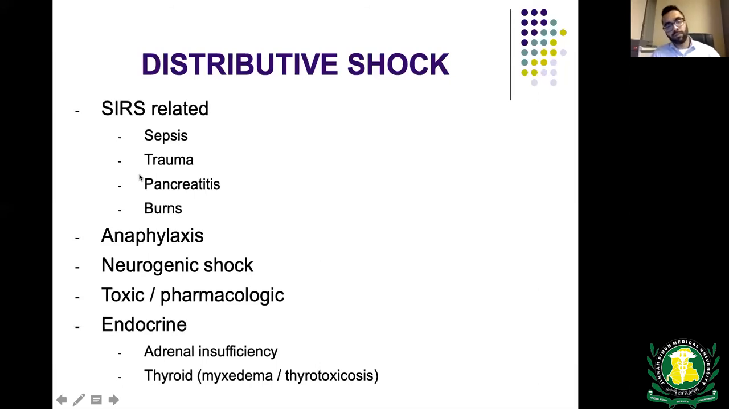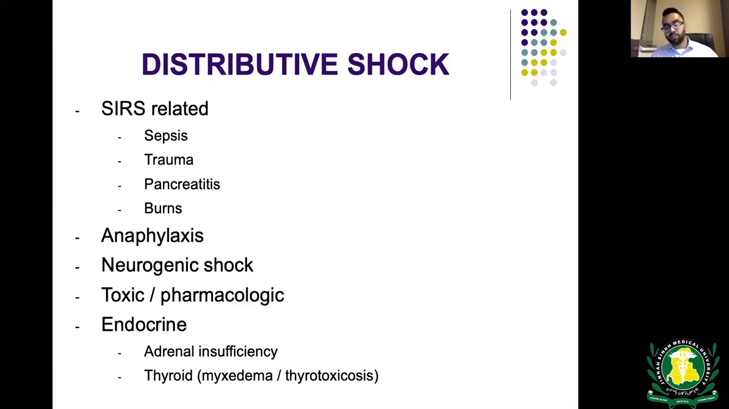Anaphylaxis, as you know, from either bee sting or severe allergies with massive histamine release from preformed IgE antibodies, causes severe vasodilatation throughout the body. Treatment for that is epinephrine. Neurogenic shock, same. The vascular system loses tone because of severe spinal cord injury or traumatic brain injury, which affects the autonomic output that maintains the vascular tone. Can result in neurogenic shock.